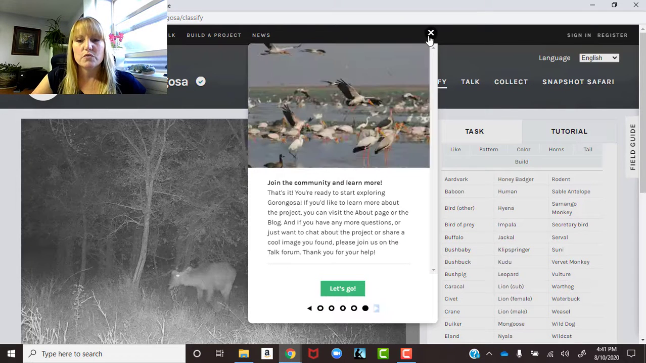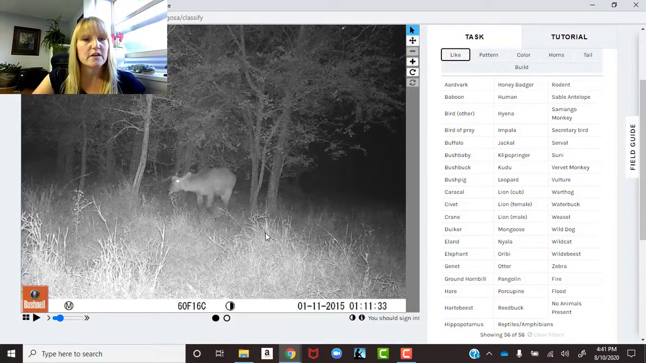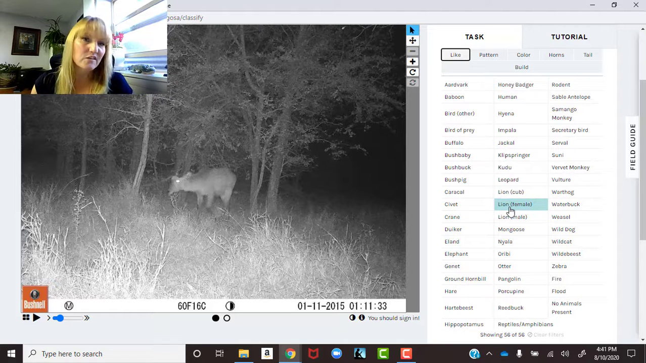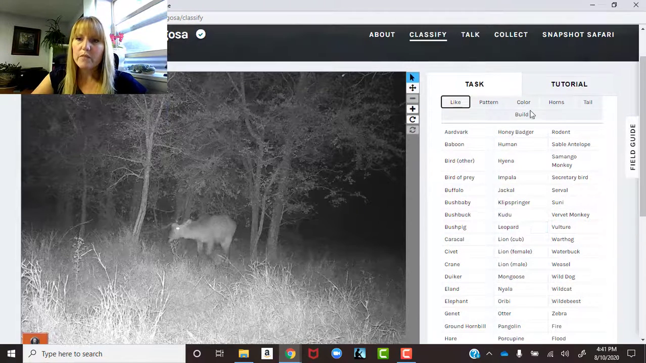So I'm going to skip through this really quick, X that out, and what you'll see on your screen is a picture. Hopefully it's got an animal in it the first time out, and all the list of different animals over here that it could be. It'll take some practice. There's going to be a lot of animals there that you've never even heard of. I assume you know what a lion is, hopefully. If you're not, you talk. But a civet, do you know what a civet is? Do you have any idea what this animal is right here? Probably not.